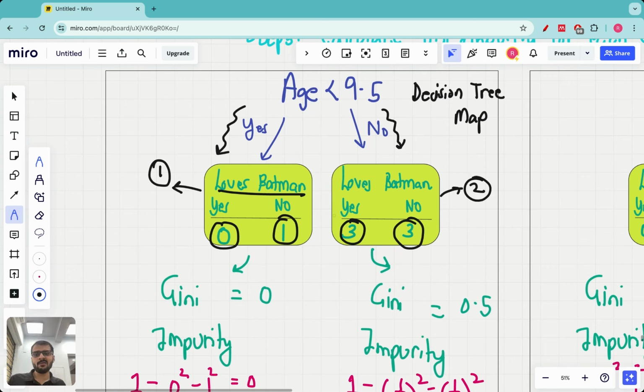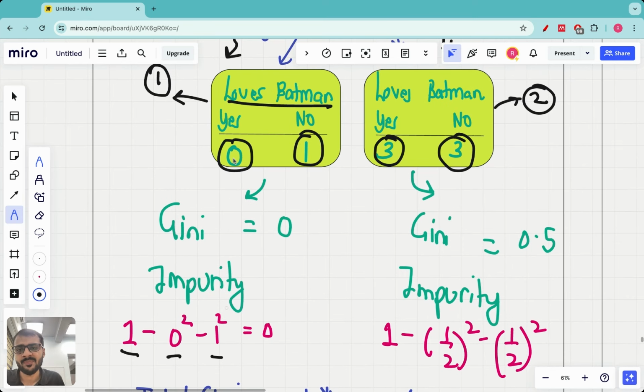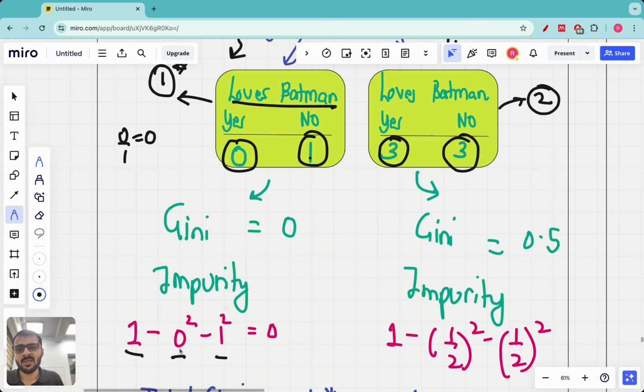Both the left and right leaf will have their own Gini impurity, and then I will take a weighted average to find the total Gini impurity. So to find the Gini impurity of the left node, it is 1 minus the probability of yes whole square minus the probability of no whole square. What's the probability of yes? It's 0 divided by 1, which is equal to 0. So I've written 0 square. And what is the probability of no? It's 1 divided by 1. So I've written 1 square here. So the Gini impurity for leaf number 1 here is 1 minus 0 minus 1, which is equal to 0.